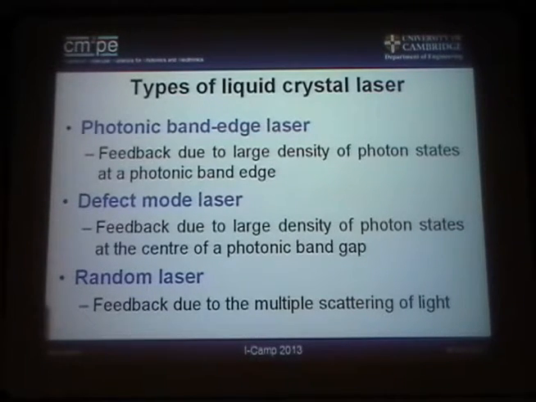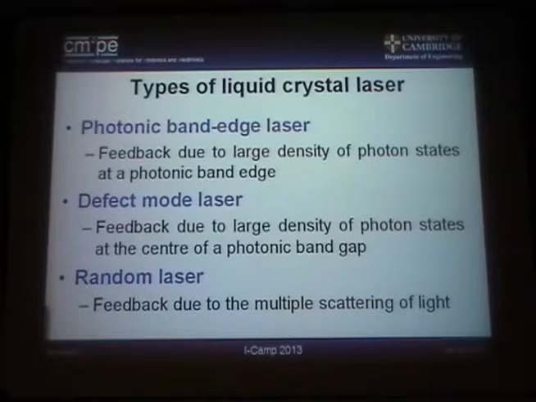They are the photonic band-edge laser, where you get feedback due to a large density of photon states at either edge of the photonic band gap, which is what Harry was referring to just now. You can also have a defect mode laser, where you introduce some form of defect, whether that be a slip in the phase of your twisted structure or a thin defect layer between a periodic structure. And this is where you get a peak in the density of states within the gap.